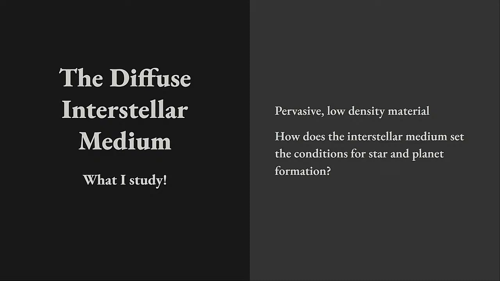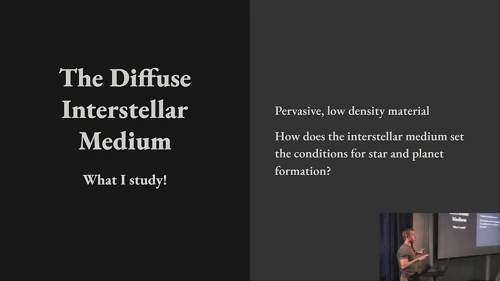So, like I said earlier, the interstellar medium is what we call all of the gas and dust that exists between the stars and galaxies. The diffuse interstellar medium is the part of the interstellar medium that is much less dense than molecular clouds, but it fills a much larger volume than them as well. So it takes up a lot of space in the galaxy. So I'm going to tell you about how the diffuse interstellar medium sets the conditions for star and planet formation by being the very first stage of molecular cloud formation.